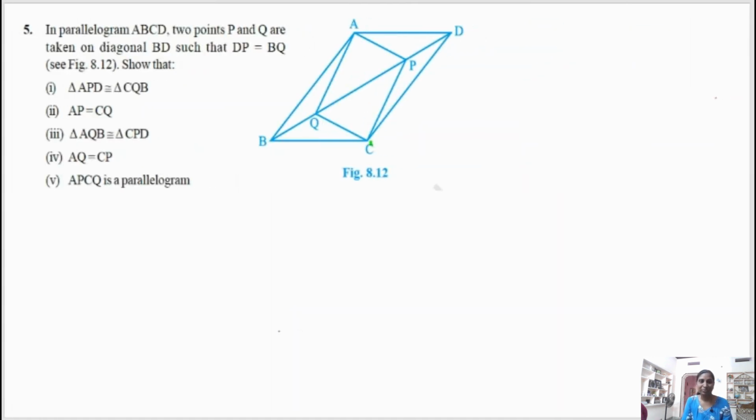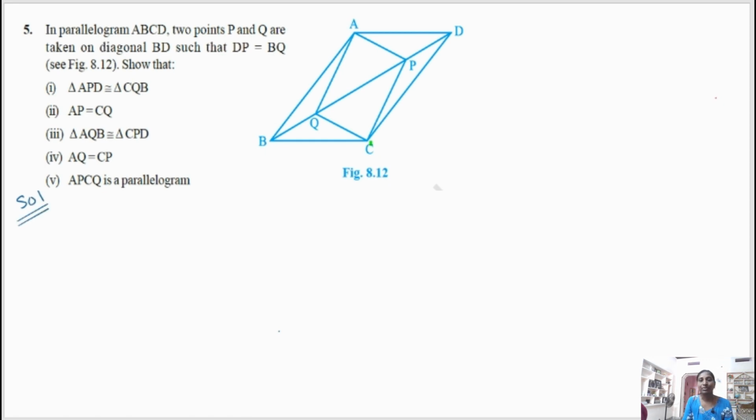Let us read it. In parallelogram ABCD, two points P and Q are taken on diagonal BD such that DP is equal to BQ. Show that triangle APD is congruent to triangle CQB, AP is equal to CQ, triangle AQB is congruent to triangle CPD, AQ is equal to CP, APCQ is a parallelogram. So we have to prove 5 points. So how do we start?